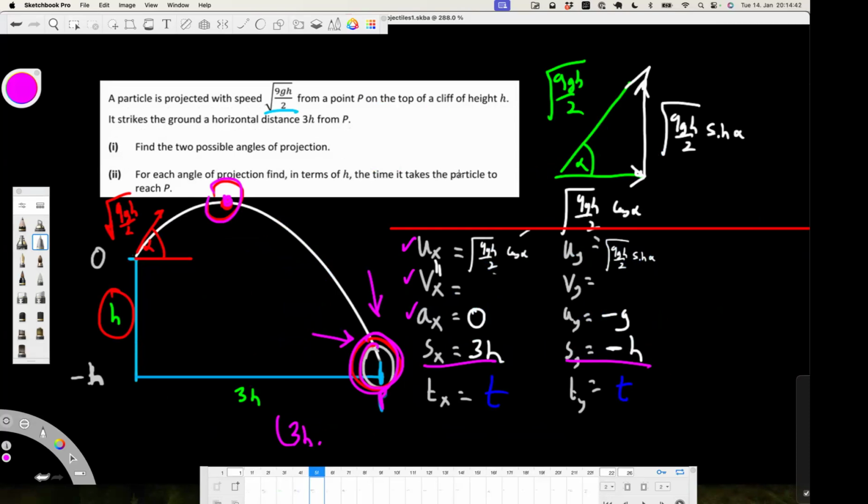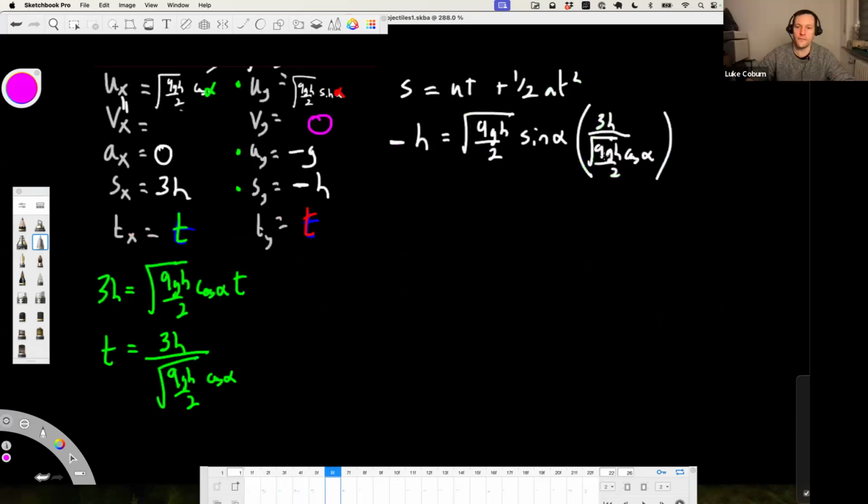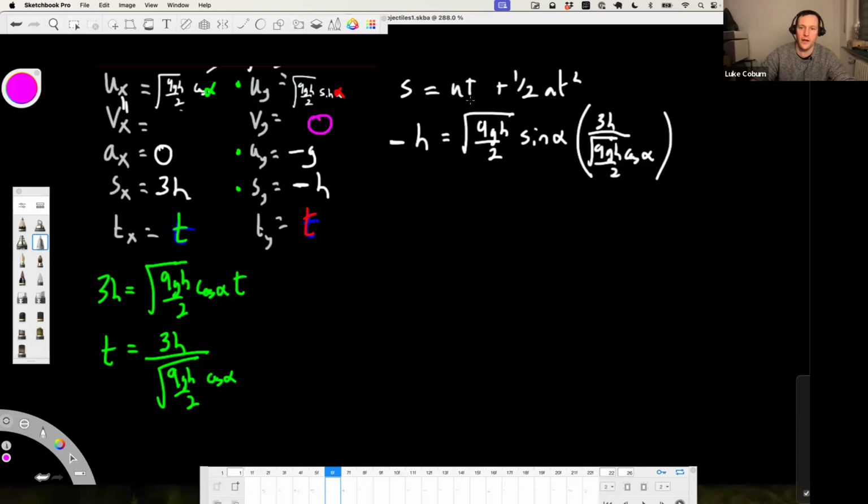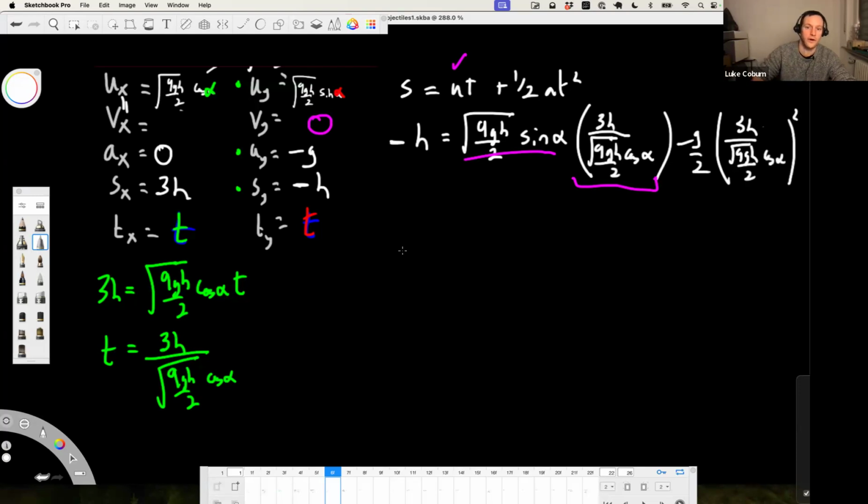Yeah, thanks. Okay, so where are we now? So we're here, and this is U, that's that one, times T, which is this thing. And then it's plus a half A. So A is equal to minus G, so that's minus G over 2, and then T squared. So look at this here: the square root of 9GH all over 2 times cos of alpha, all to be squared.